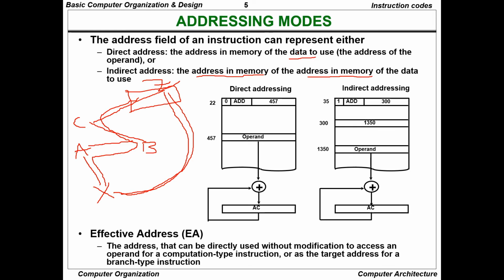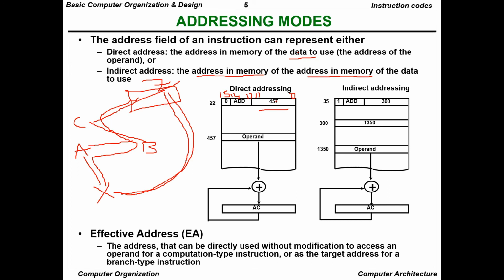So if you see the direct addressing here, this is 457, my address. What I said, we have bits 0 to 11, 12 to 14, and this is the 15th bit. So the 15th bit is I. If I equals 0, it's direct addressing. If I equals 1, it's indirect addressing. So here 457 is my address.